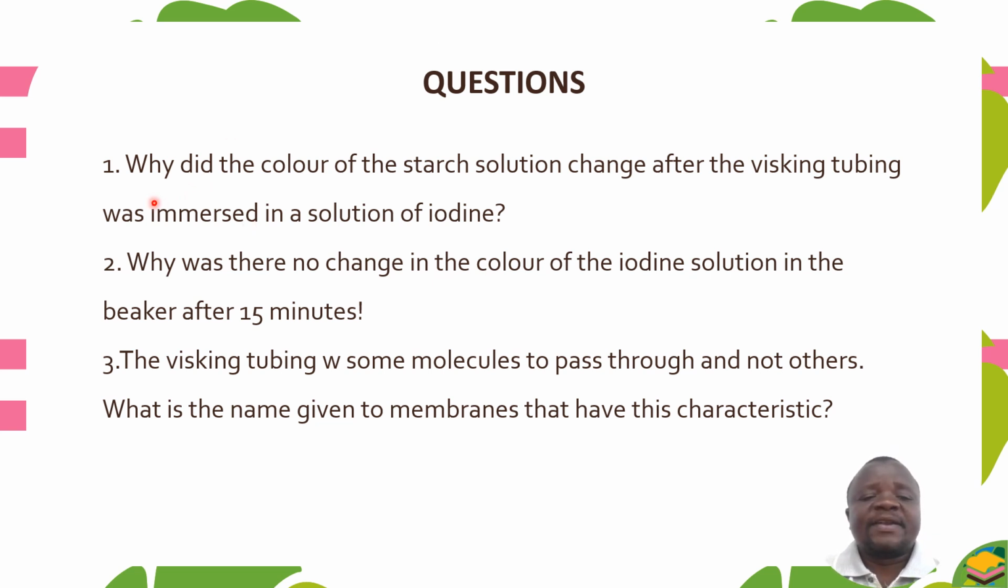So you need to find this. Why did the color of starch solution change after the Visking tubing was mixed in a solution of iodine? And again, you need to give the reason. Number two, why was there no change in the color of iodine solution in the beaker after 15 minutes? The third one, the Visking tubing has some molecules to pass through and not others. What is the name given to the membrane that has this character of selecting some molecules and leaving out others?